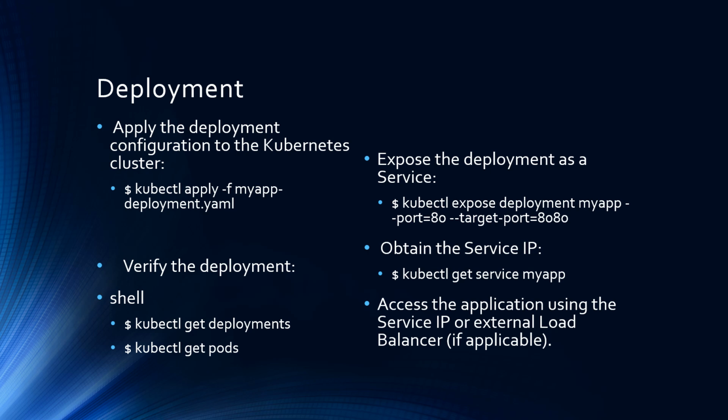Finally, you can retrieve the service IP using kubectl get service myapp. This IP address is how other applications or users will connect to your service. Depending on your cluster configuration, this might be an internal IP or an external load balancer address.